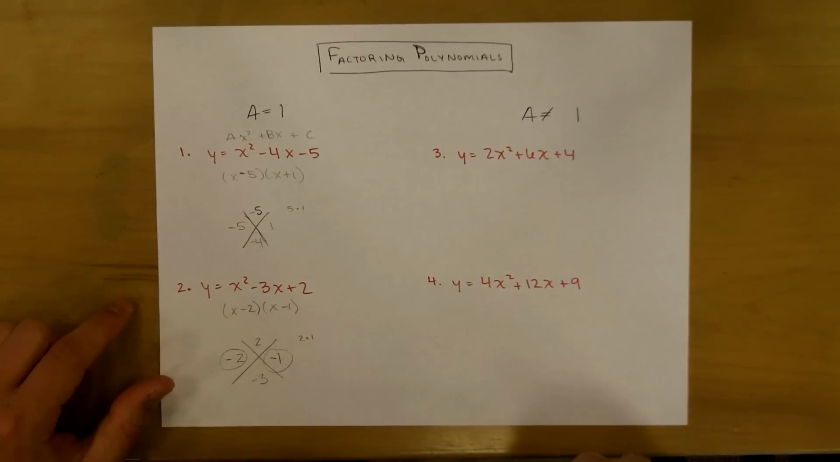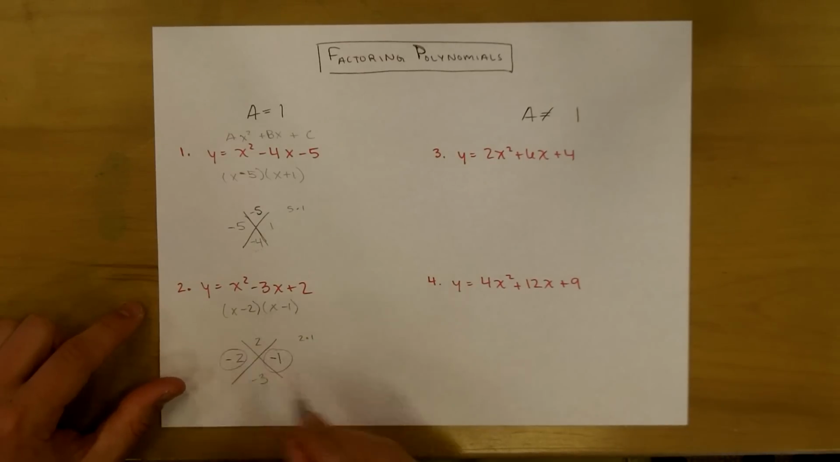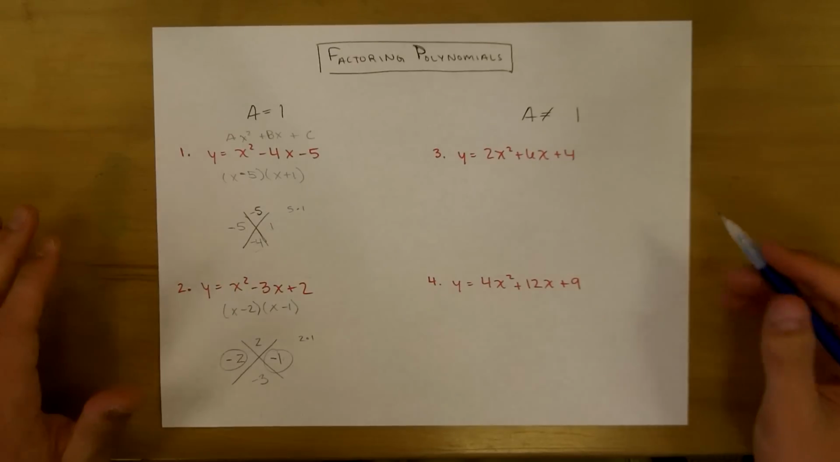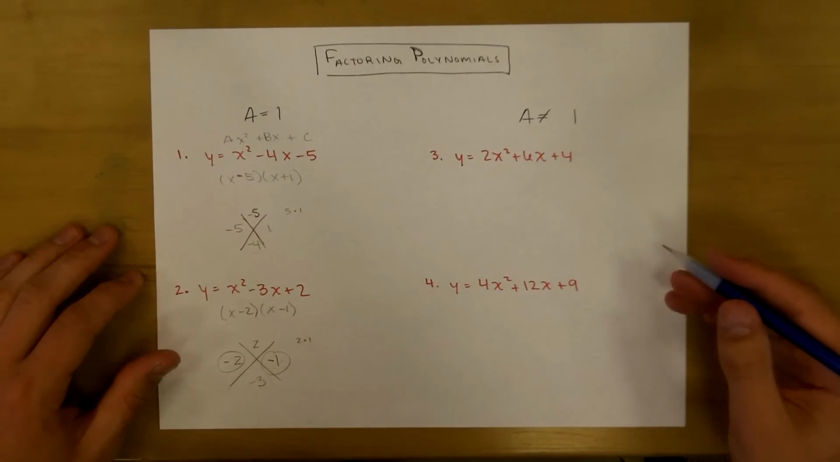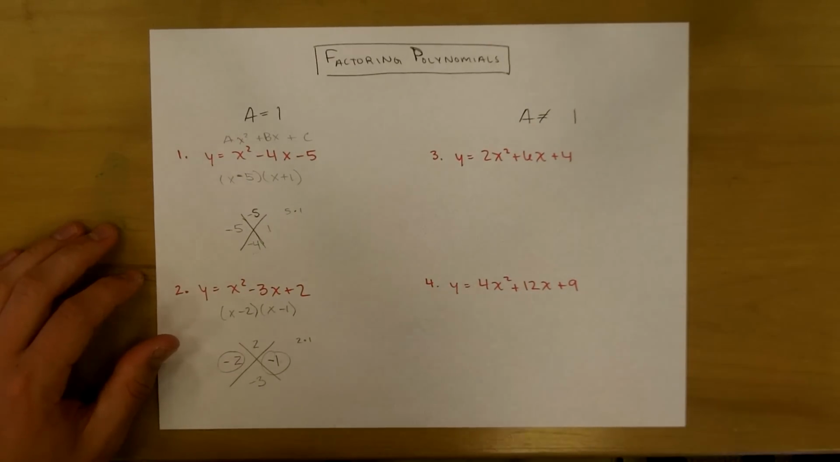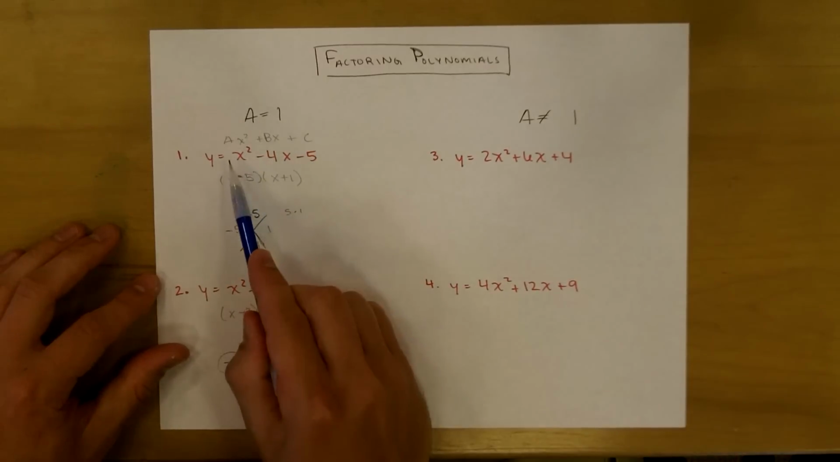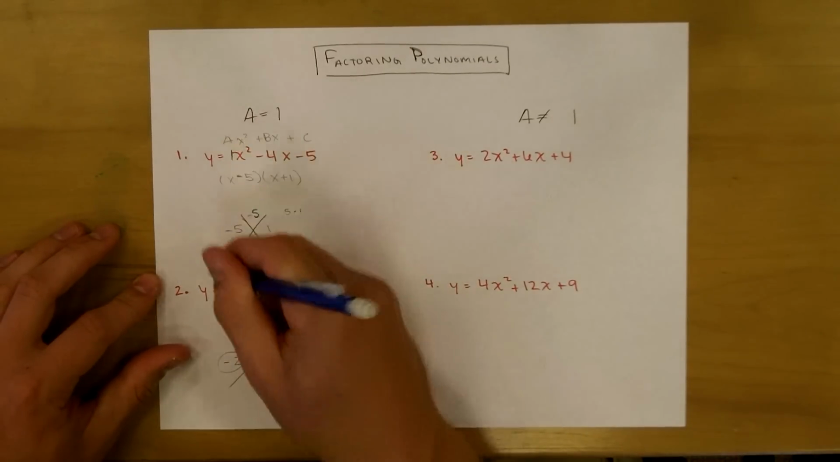Now from there you actually can find your roots. So you would set x minus 2 equal to 0 and x minus 1 equal to 0, and solve for x. But we're just factoring right now, not doing the roots. Now, that's when a was equal to 1. You couldn't see the 1s, but they're actually there, they're hidden.